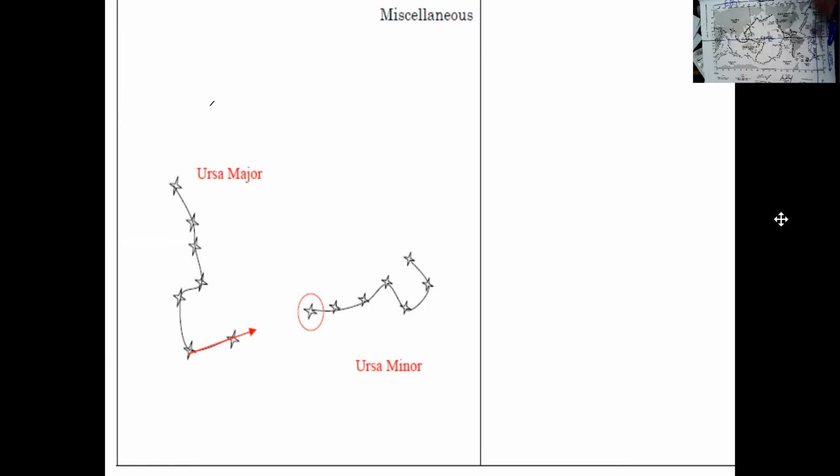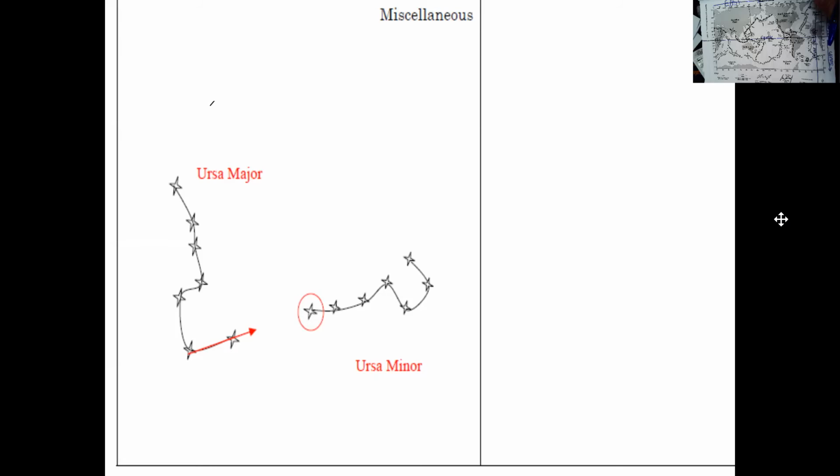So how do you find the North Star? You can use constellations. Have you ever heard of the Big Dipper before? Have you ever seen it? Have you ever heard of the Little Dipper? Have you ever seen it? The Big Dipper and the Little Dipper, they're kind of easy to find. The Big Dipper is way easier to see than the Little Dipper.